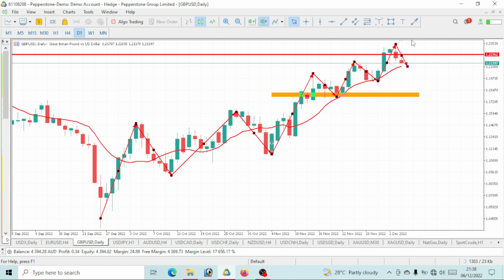So is this pullback over? That is the question many of you would want to be asking, right? I told you guys that we are not 100% sure if this pullback is over, but looking at it, it looks like it will be over soon. Possibly the next day we'll be expecting a bullish move. Now let's see what this Fibonacci retracement says about this pullback.